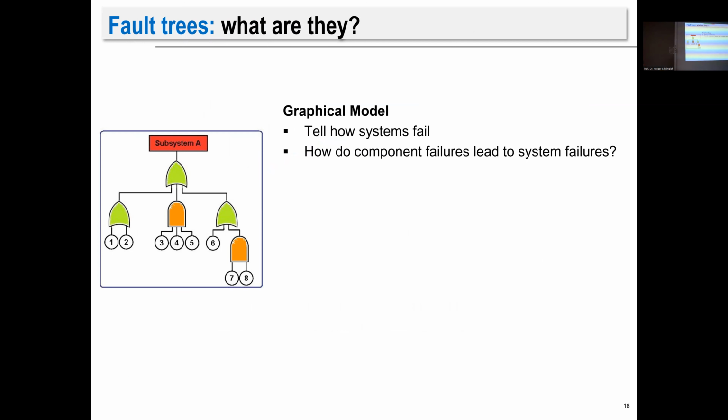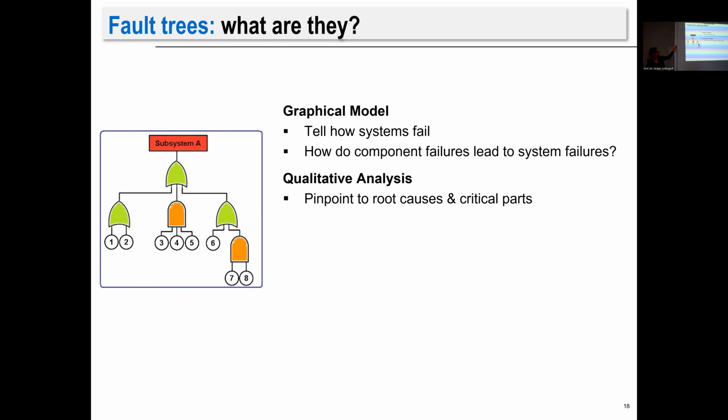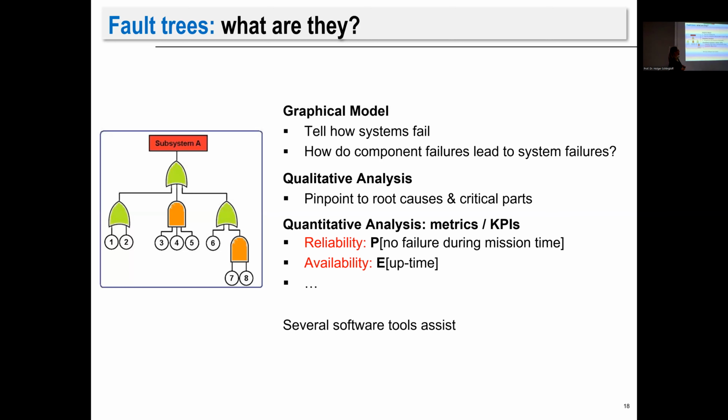So what are fault trees? Fault trees are graphical models that tell you how systems fail. They tell you how component failures propagate through the system and then lead to system failure. There are two types of analysis that you can do with fault trees. There's qualitative analysis that pinpoints root causes and critical parts, and there's quantitative analysis where you analyze metrics or key performance indicators, such as the reliability, the probability that no failure occurs during your mission time, and the availability, the average percentage of time that your system is up.